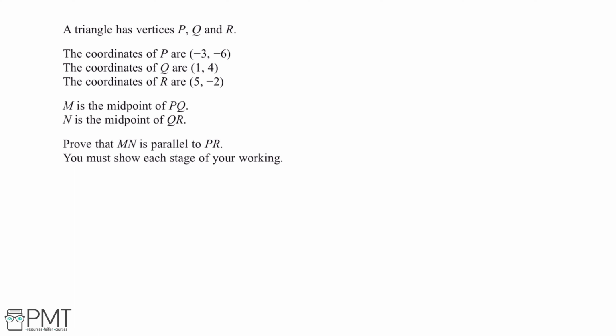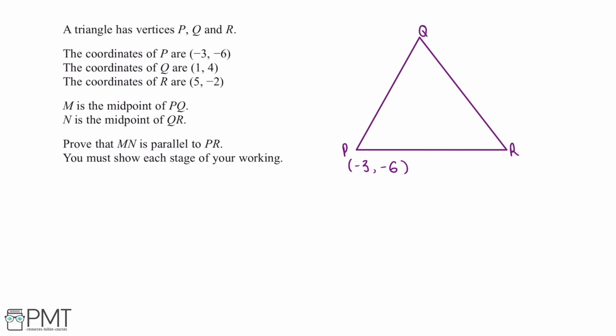So the first thing we're going to want to do is draw out the triangle PQR so that we can visualise our workings. So if this is our triangle PQR, then the coordinates of P are -3, -6. The coordinates of Q are 1, 4. And then the coordinates of R are 5, -2.